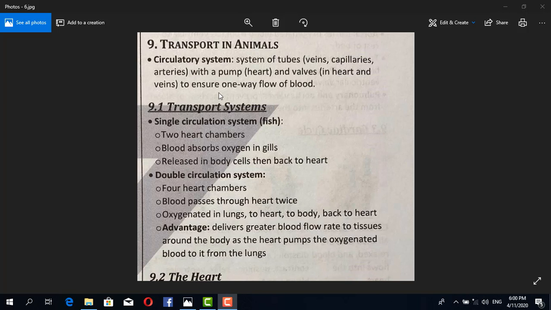The circulatory system consists of tubes, which are called the blood vessels, like veins, capillaries and arteries, with a pump which is called the heart, and the valves, which we will know each one of in detail in the upcoming lesson. The valves make sure that the blood only flows in one direction and not back again.